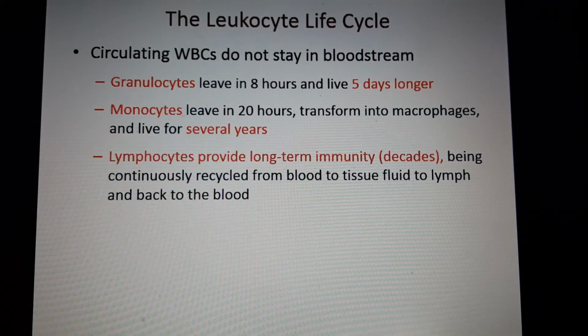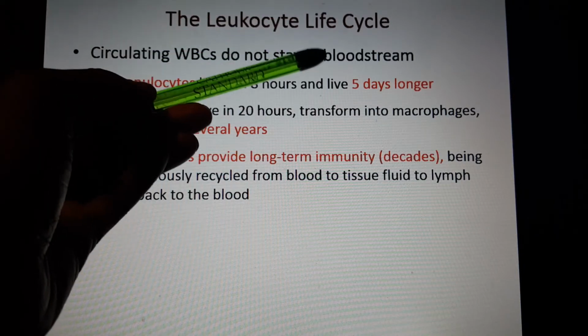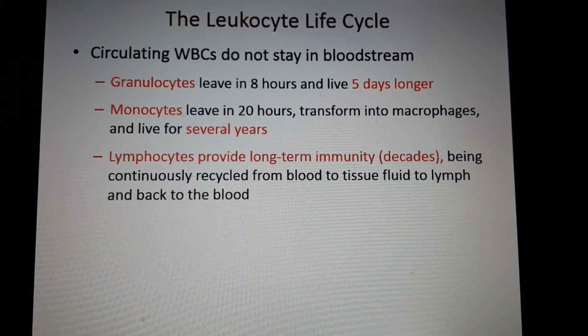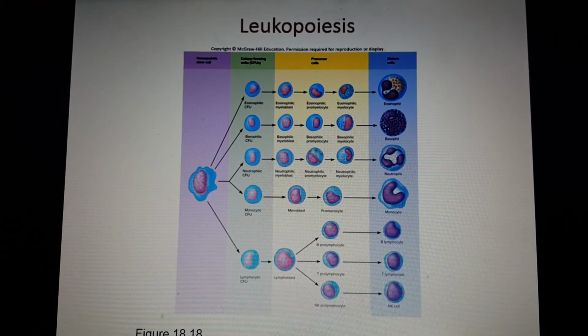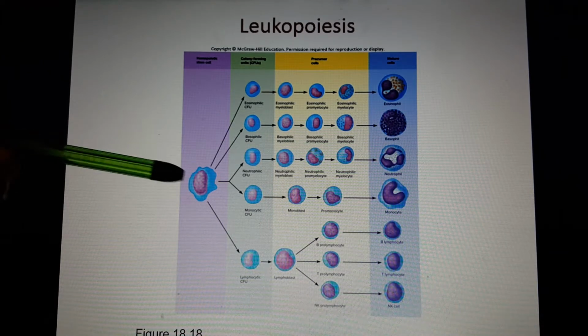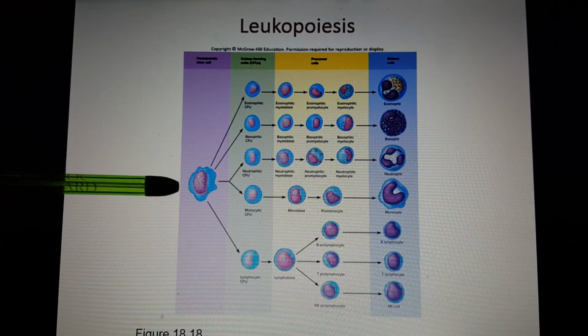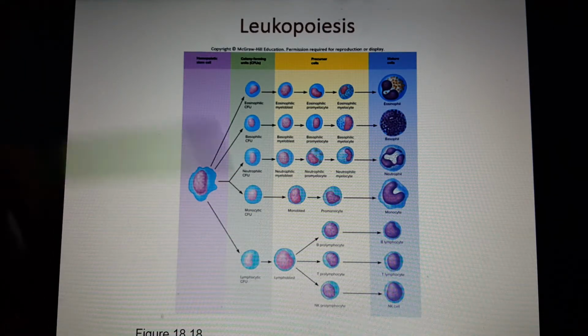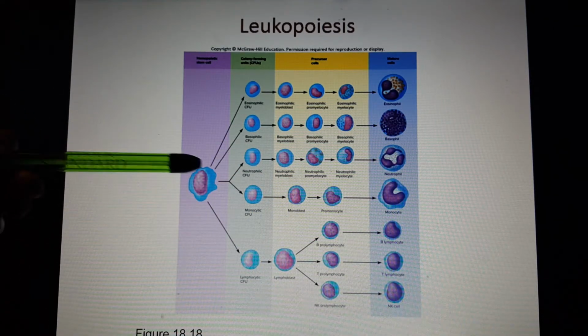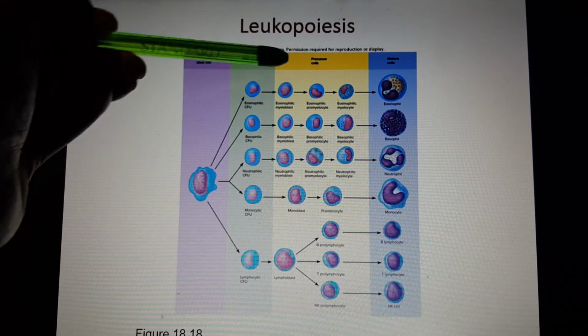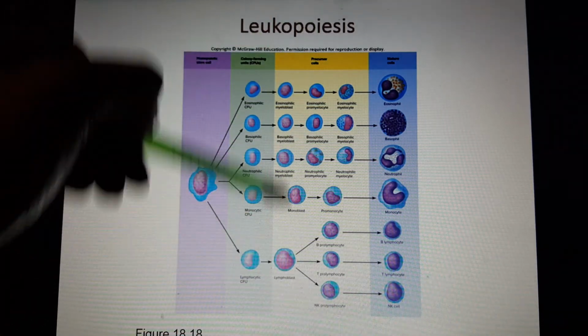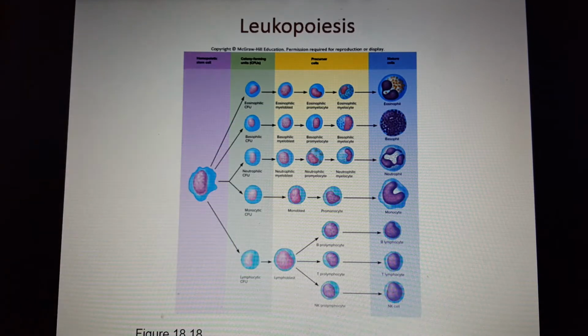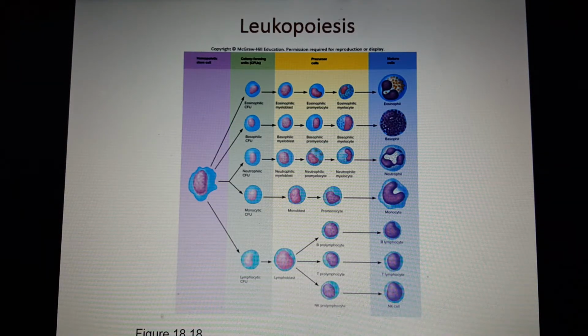So they go from the bloodstream, stay there for a short while, and then eventually leave and go to the tissues. After your hematopoietic stem cell differentiates, it goes from the stem cell to your colony forming units, then to your blast cells. I don't want you to know all the different random steps to get to your mature leukocytes.